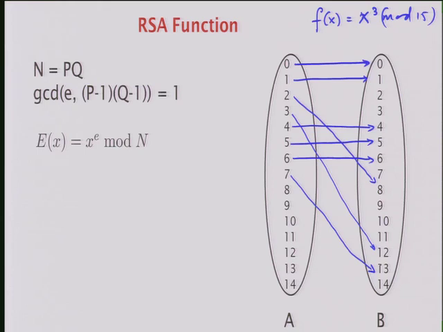What's 9 cubed? It's minus 6, which is 9. Good. 10 cubed is minus 5, which is 10. 11 cubed is minus 4, which is 11. 12 cubed.